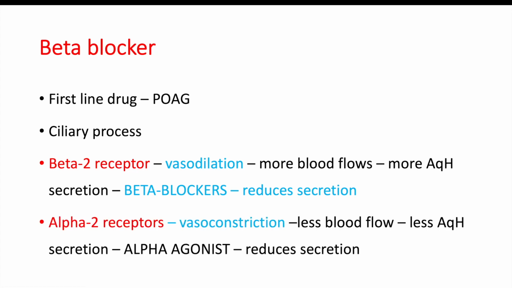Whereas alpha 2 receptors present on the ciliary process cause vasoconstriction. Thereby there will be less flow of blood to the ciliary process, which in turn will decrease the aqueous humor secretion. So here the target drug will be your alpha agonist, which will cause vasoconstriction, thereby reducing the secretion of the aqueous humor. So in the ciliary process, beta blocker will mainly block the beta 2 activity, as well as augment the alpha 2 receptor mediated action, thereby decreasing the production of the aqueous humor.